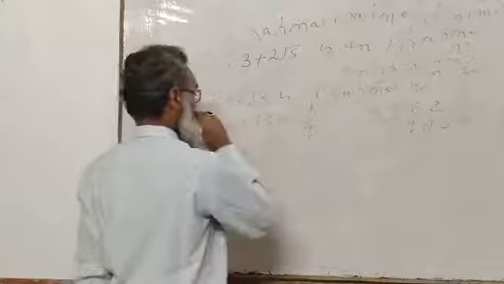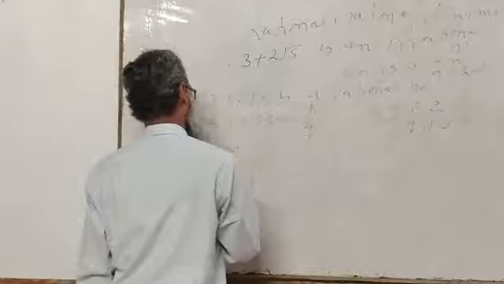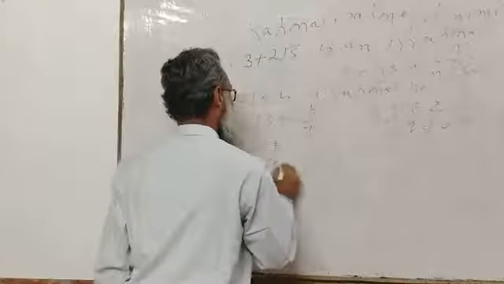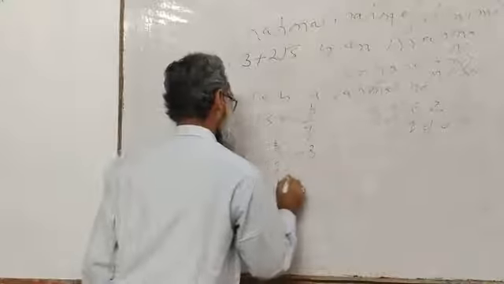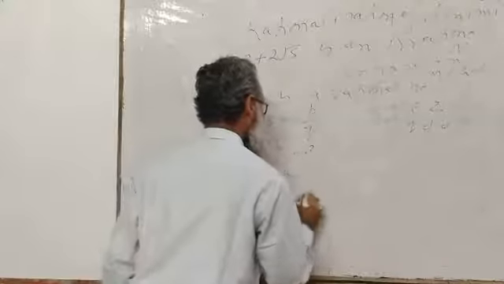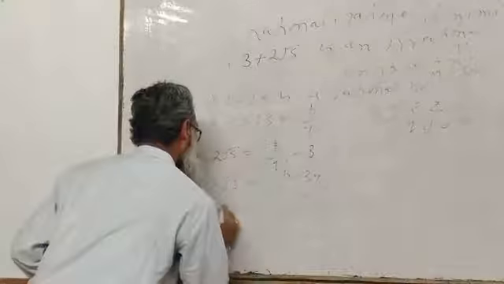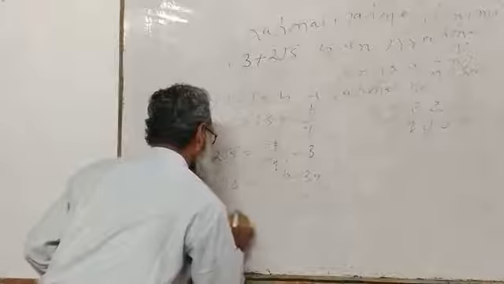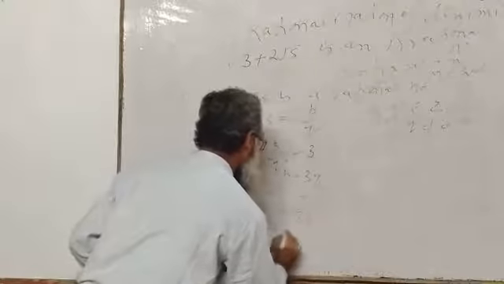So from here we will get 2 root 5 equals p upon q minus 3. So 2 root 5 will be p minus 3q upon q. Root 5 is equal to p minus 3q upon 2q.